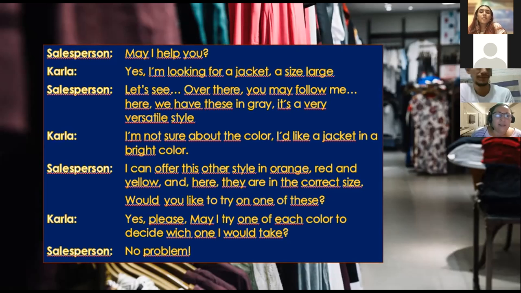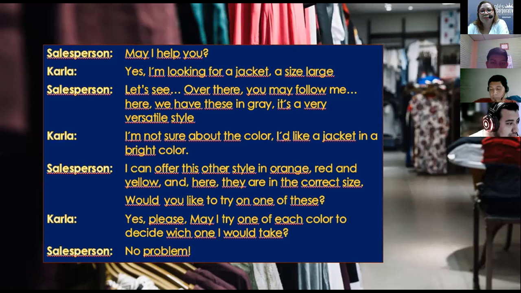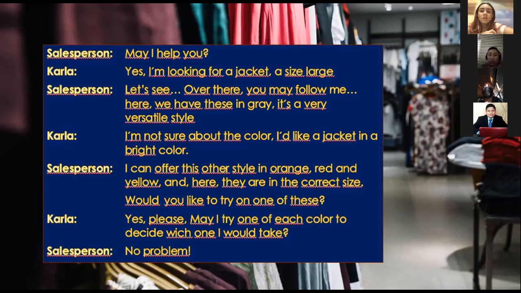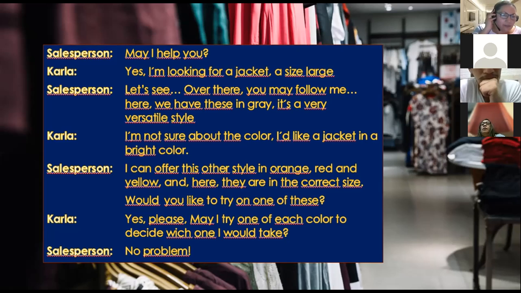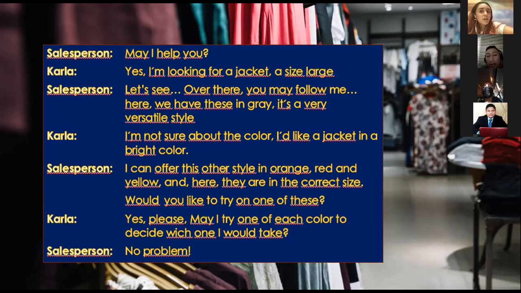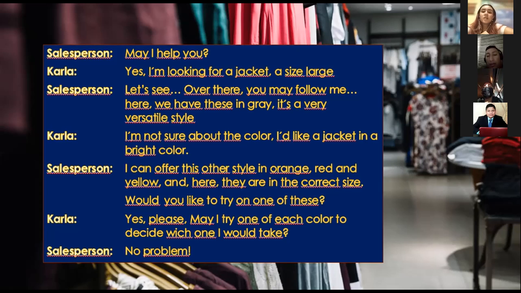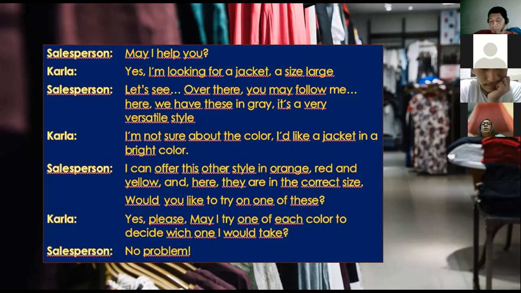Okay. May I help you? Yes, I am looking for a jacket a size large. Let's see, over there, you may follow me. Here, you have this in gray. It's a very versatile style. I'm not sure about the color. I like a jacket in the bright color. I can offer this other style in orange, red, and yellow. And here they are in the correct size. Would you like to try one of these? Yes, please. May I try one of each color to decide which one I will take?